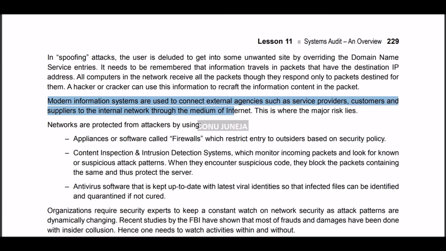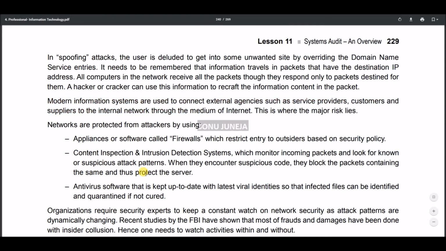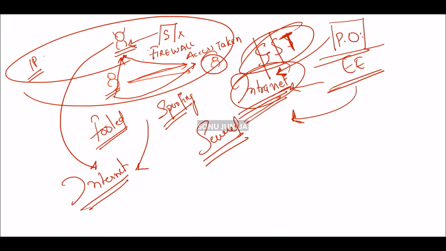Now, the networks are protected from attackers by using appliances or software called firewalls, which restrict the entry of outsiders based on security policy. So a firewall is basically a wall between the server and the third party. Once you have access through the firewall, you can get into the server any time.